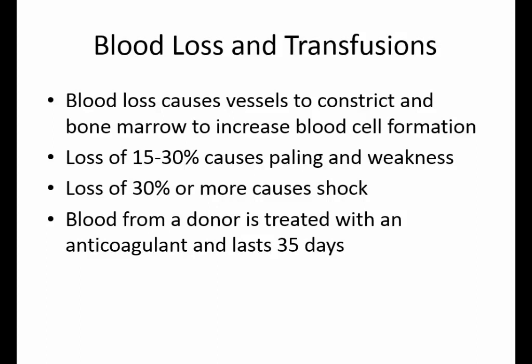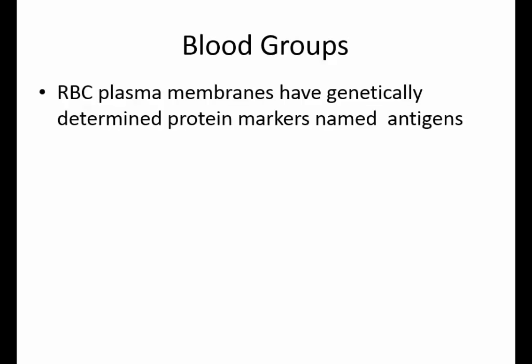Blood can be taken from another person. This blood is treated with an anticoagulant so it will not clot and refrigerated. It can last for 35 to 42 days on the refrigerator shelf. We can't give blood to just anybody because there are different blood groups. The red blood cell plasma membranes have genetically determined proteins or markers that are named antigens.